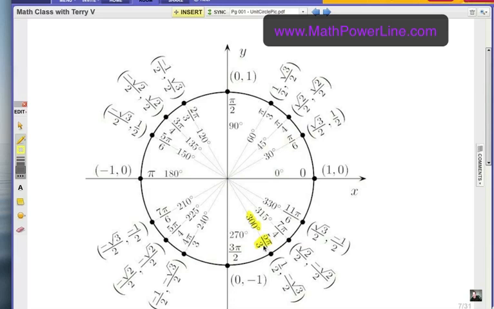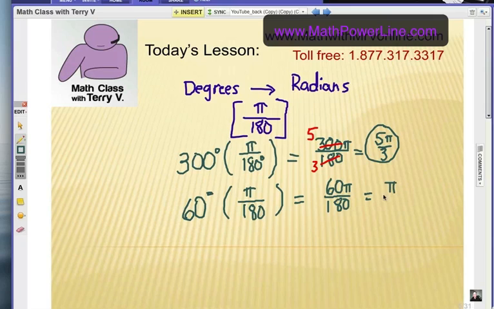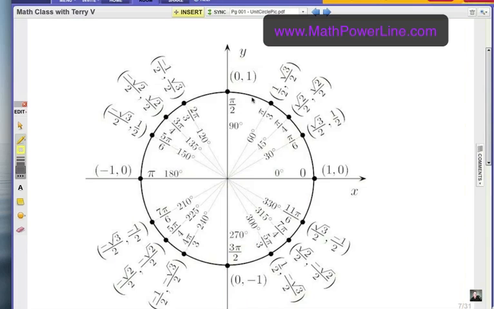All right, let's do another example. Now what 60 degrees is as a radian measure. So use the conversion ratio, pi over 180. The 180 is in the denominator, which cancels out the degree units. And so we are going to have 60 pi over 180. And of course, when we simplify that, we're going to get 1/3 pi, or pi over 3. Pi over 3 radians is the same as 60 degrees. Let's check the unit circle. 60 degrees is pi over 3, or 1/3 pi. All right, very good.